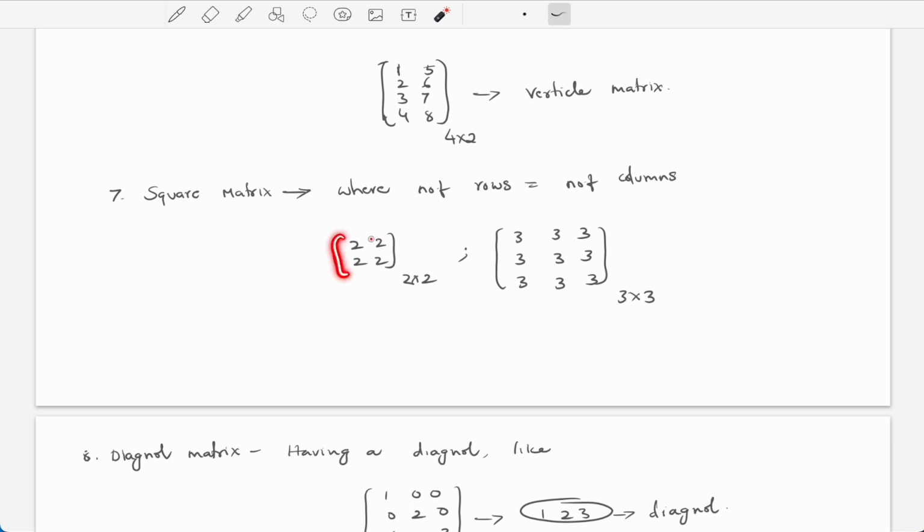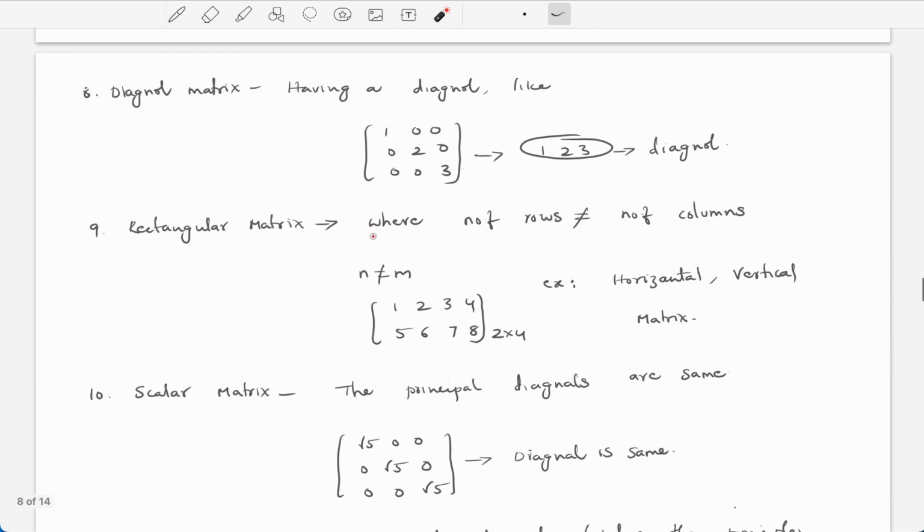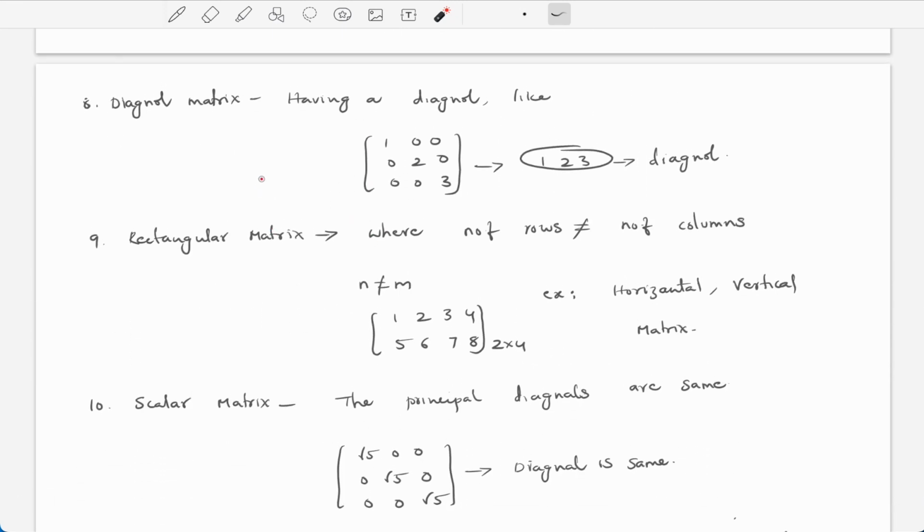Square means the length of A, the length of B, the length of C, and the length of D are all equal. The dimensions must be the same. If there are two elements here, then we should also have two elements out there. There is nothing much to explain, it's just basic mathematics.